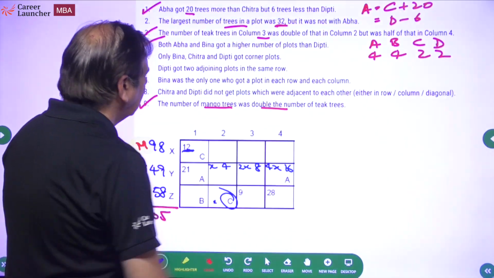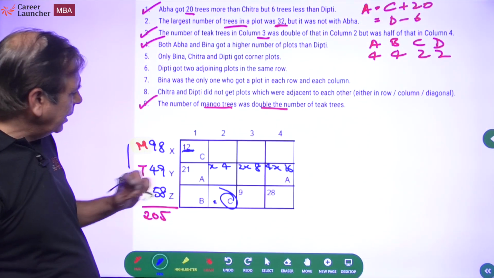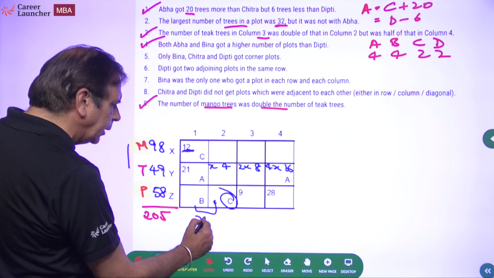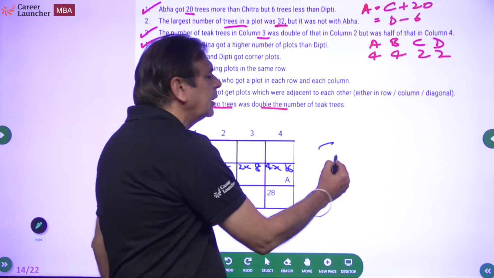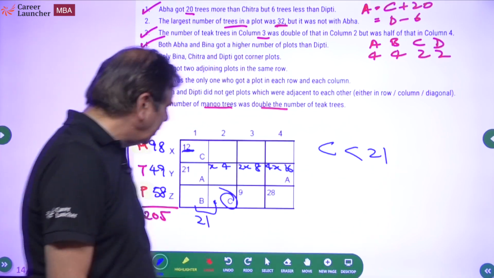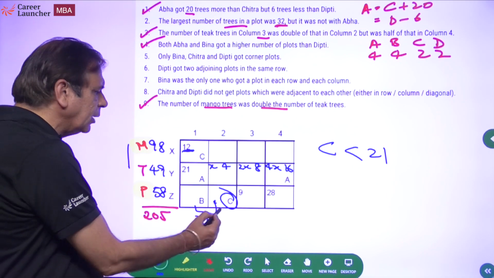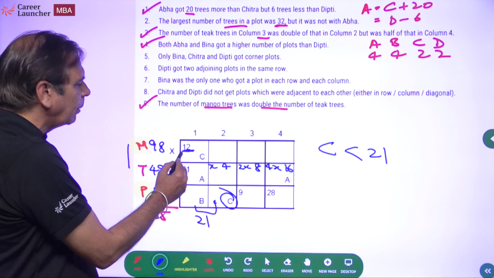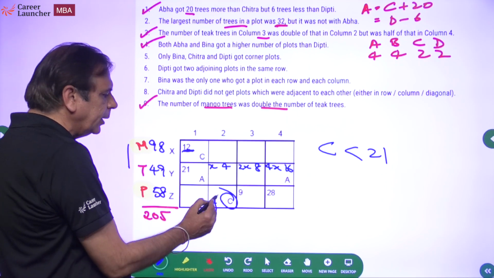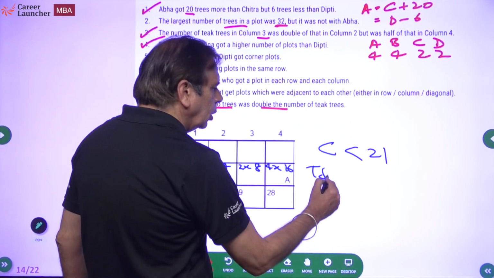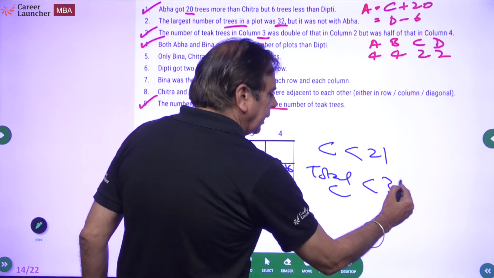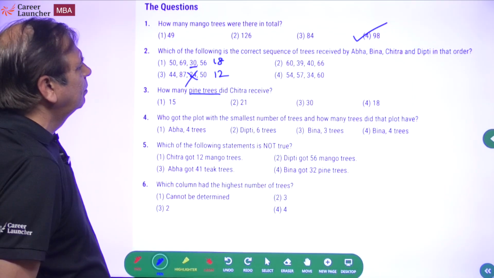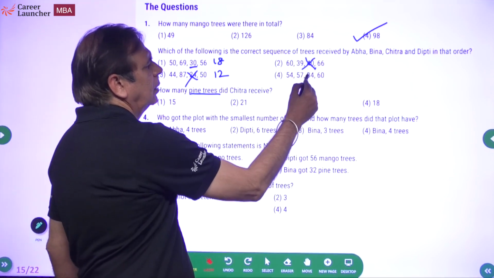Okay. And, okay, please tell me if this is 58, 29 and 8, 37. These two together will be 21. So, can I say Chitra will definitely have less than 21 pine trees? The number of pine trees for Chitra will have to be less than 21. Right? If it is less than 21, then the total number of trees for Chitra will be 21 plus 12, 33. So total for Chitra has to be less than 33 and the total number of pine trees for Chitra will have to be less than 21. Go back to this. Not possible. Not possible.